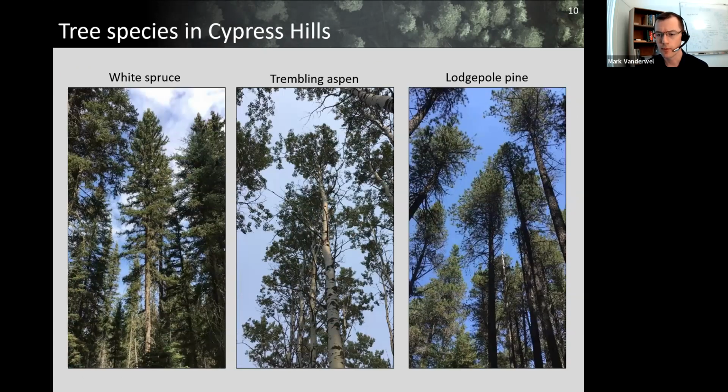Now, Cypress Hills is also an interesting landscape because there's really three major tree species that we need to focus on. White spruce, which is found kind of in the moist areas in the valley bottom. Trembling aspen, which is found kind of at mid-slope positions and in mesic soils. And lodgepole pine, which is associated with drier soils near the top of the plateau. And interestingly, this is the easternmost population of lodgepole pine. It's normally associated with areas in the Rocky Mountains further to the west.